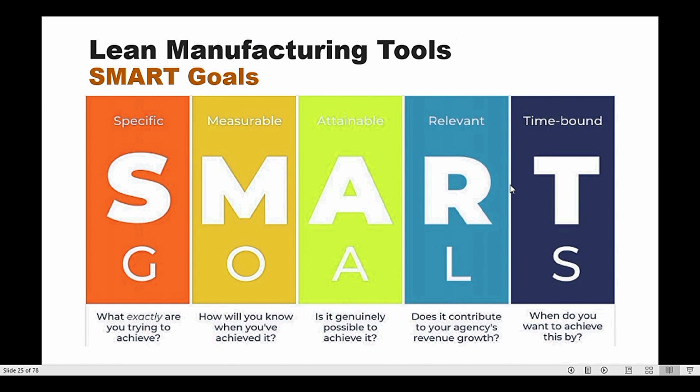Here is another picture that would clarify more. S is for specific: what exactly are you trying to achieve? The second alphabet is M, measurable: how will you know when you have achieved it? And the third is attainable: is it genuinely possible to achieve it?